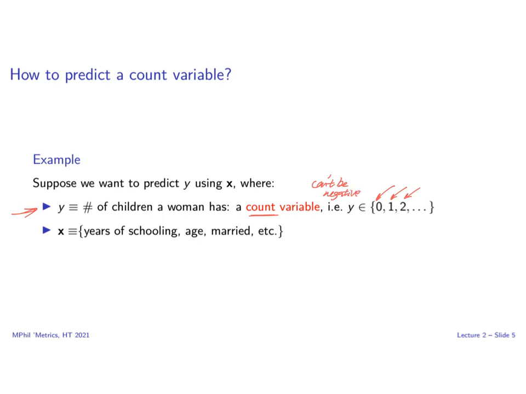Say we want to predict y in terms of some observed covariates x, for example, years of schooling, age, whether or not a person is married, and so on. What are the special features of this count data prediction problem, and what does that tell us about how we should go about trying to solve it?